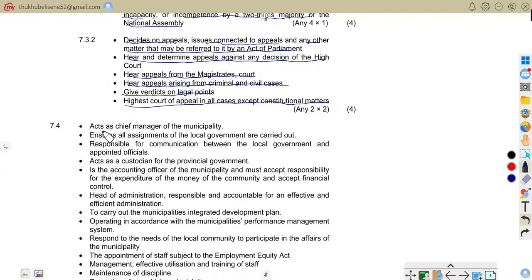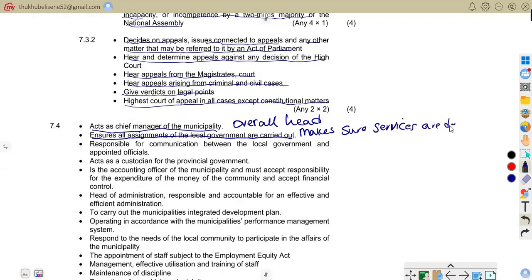They act as the chief manager of the municipality, the overall head. For example, they ensure the city budget is properly implemented as chief manager. Also ensures all assignments of local government are carried out. It means they are going to make sure services are delivered.